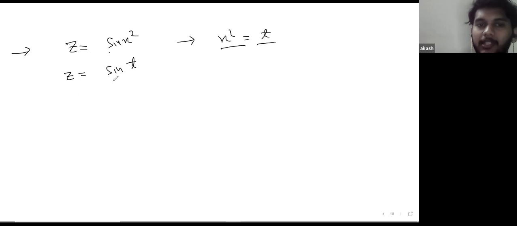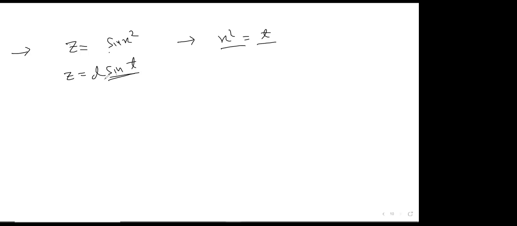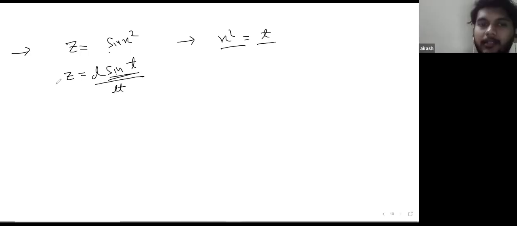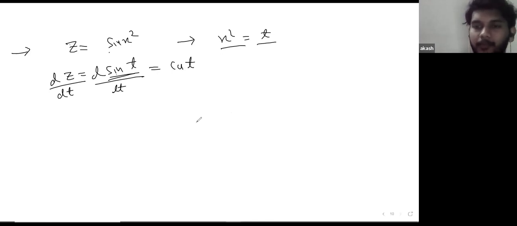Now differentiate with respect to t, because the variable is t. So d sine t upon dt, that means we got dz upon dt. So this is cos t. We differentiated with respect to t because the function is in t. So what we got now is dz upon dt is cos t. But we don't want this. The question says find dz upon dx.